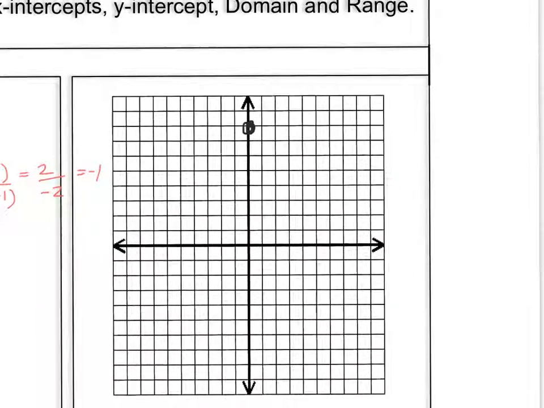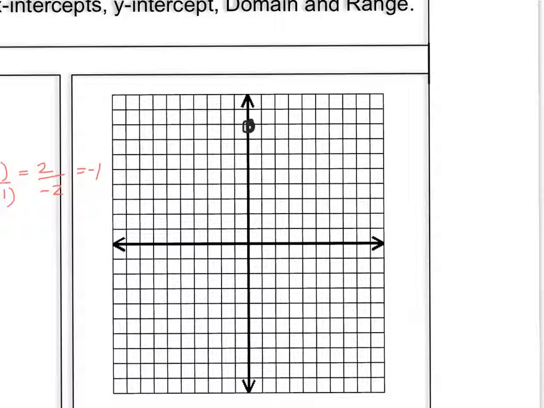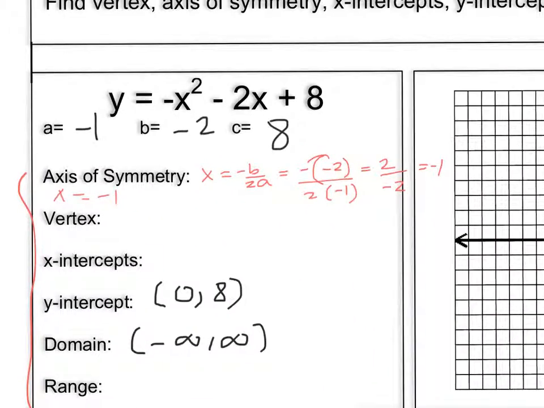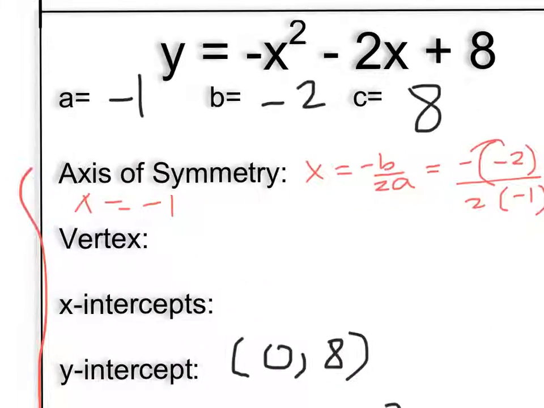So let's go ahead and graph that. It's going to be the vertical line going through x equals negative 1. Now remember, the vertex will be on that line. Now let's go back to the vertex. The vertex will have the x of negative 1. Now to find the y of the vertex, you need to plug that value into the whole equation.